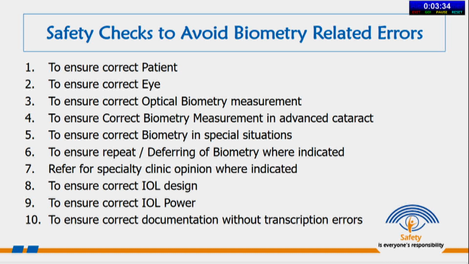Make sure about correct biometry in special situations like those with post-staphyloma, post-cataract cases, or post-silicon oil cases. Ensure that there is a repeat or a different method of biometry where indicated, again following the Holladay criteria. When there are variable readings for the K readings, especially due to dry eye or corneal erosions, refer to a specialty clinic wherever it is indicated, like in high myopia to retina, and to glaucoma for non-ophthalmos, to ensure that the correct IOL design has been selected.